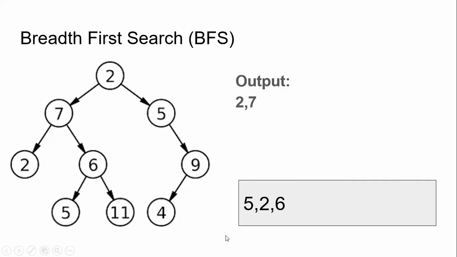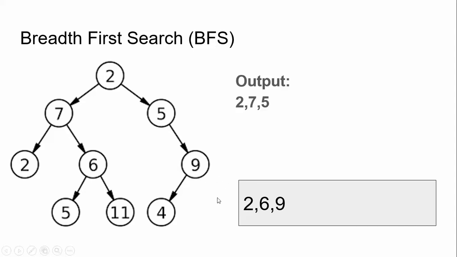Okay, so we'll just keep repeating. What's the next thing we do? We pull the 5 out of the queue and that node, print it, put its children into the queue. So what child is it? It's got the 9. So put that node into the queue.